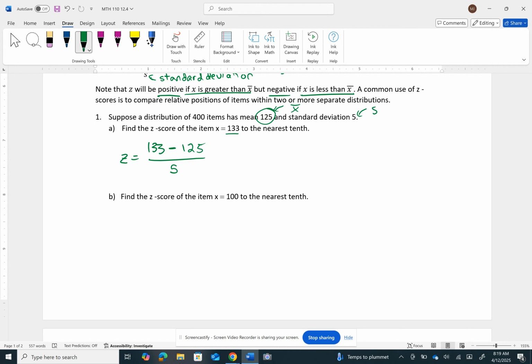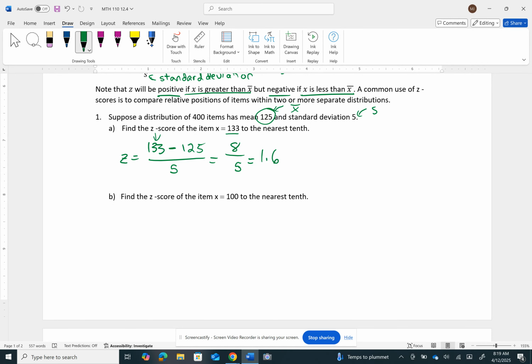Okay, and order matters. You need to be sure that you put your data value first, because the sign of the z-score tells you whether you're above or below the mean. So now if you subtracted 125 from 133, you'd get 8, and 8 divided by 5 is 1.6.